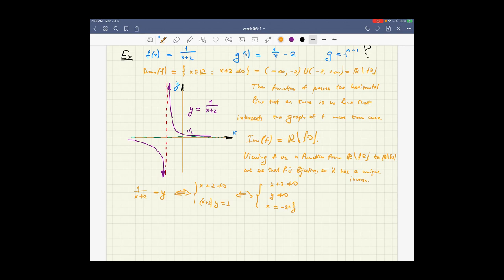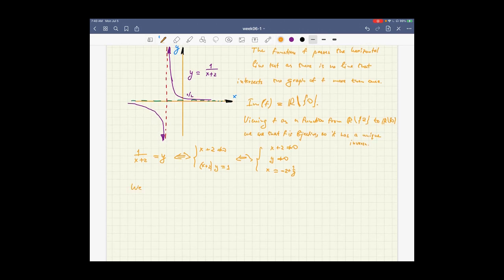All we need to do now is check that g composed with f is the identity function on the domain of f, which is R minus 2, i.e., we check that g of f of x equals x for every x in R except 2.